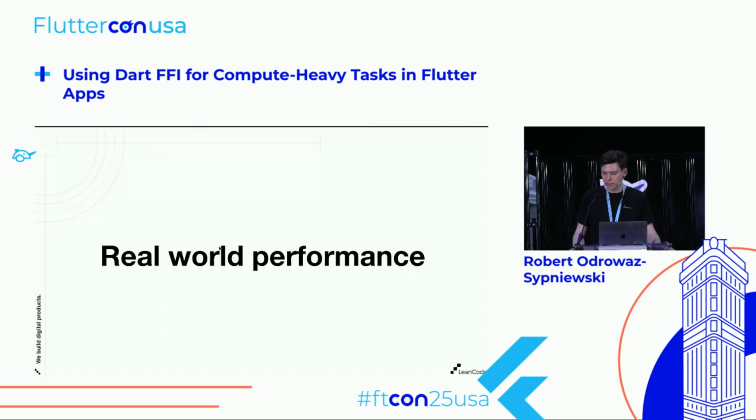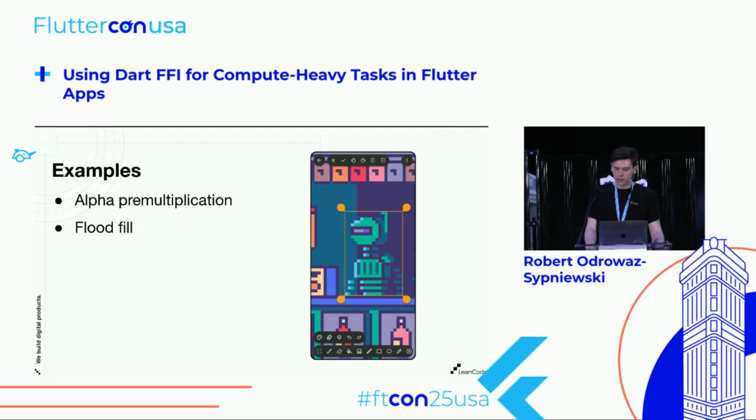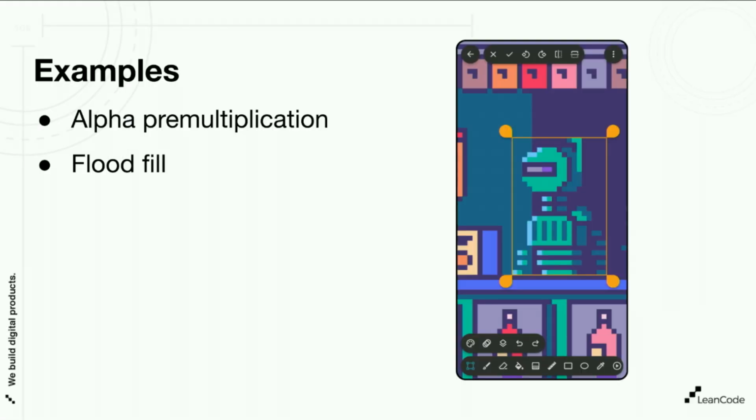Okay, so going back to the presentation, real world performance. So we will be using two examples. Both are from my side project, which is a pixel art graphics editor app. So there are quite a few graphics algorithms that are quite compute heavy and need to be pixel perfect. And specifically, we will be looking at alpha premultiplication and flat fill.